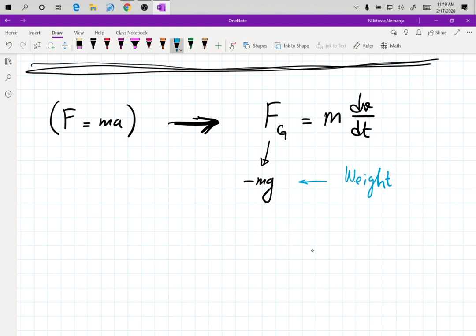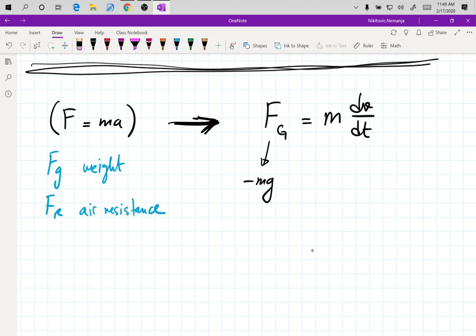So for air resistance, we are going to call that one FR. So now we have FG, and FR, the force due to air resistance. And clearly it's going to be a negative force, because it's preventing you from falling down. It's good in case you have a parachute. Air resistance is awesome, but if you're trying to launch a rocket, not so good. So I can get rid of this one over here.